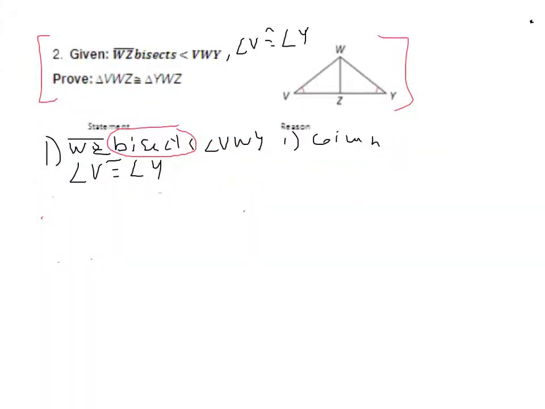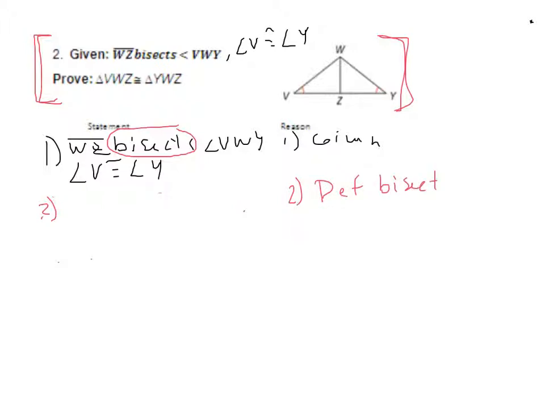So here's my second question. Make sure you write down the problem, and you also write down the picture, and then everything I write down. So as you can see, I circled bisect, because whenever you have a word in your given, you should always use that word. And my reason would be definition of bisect.